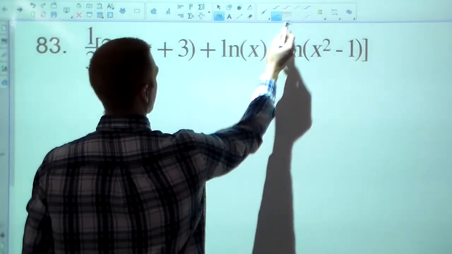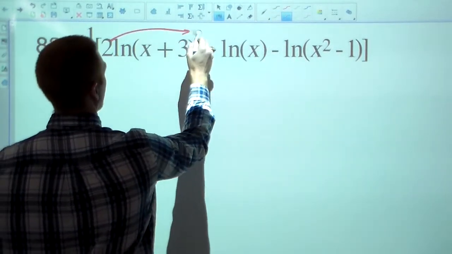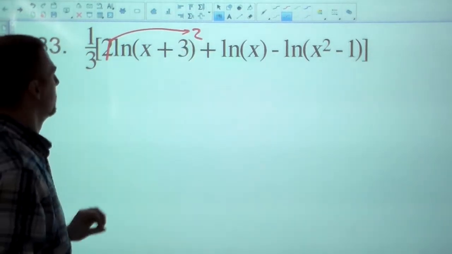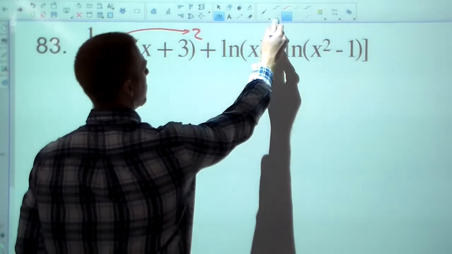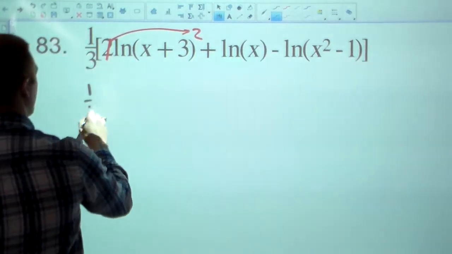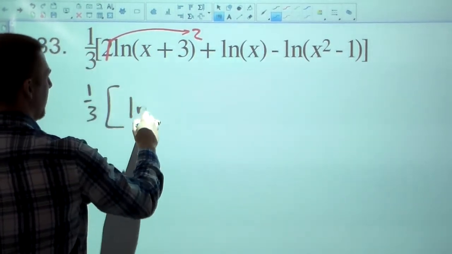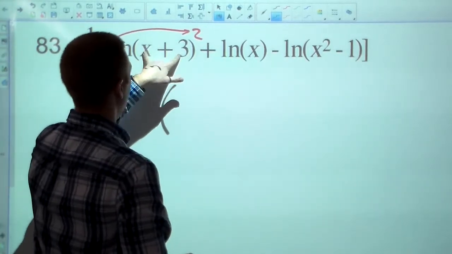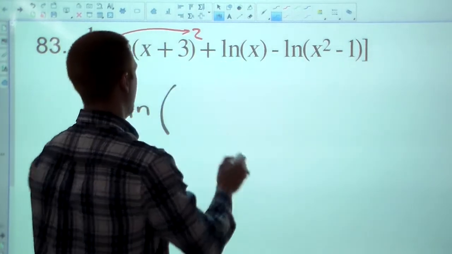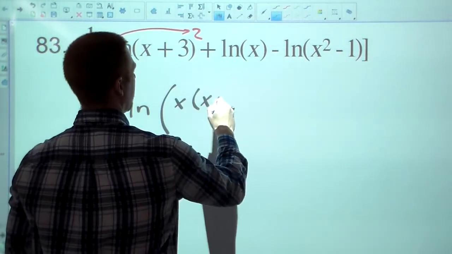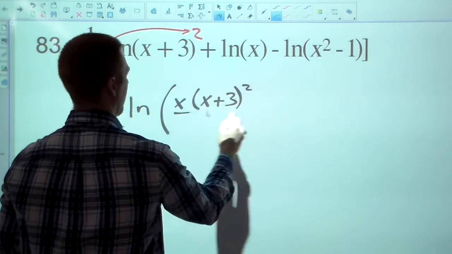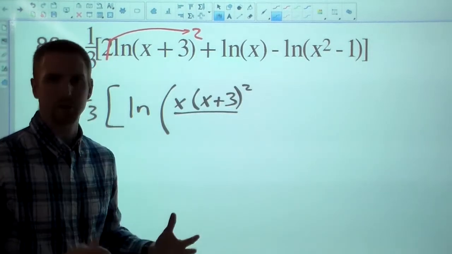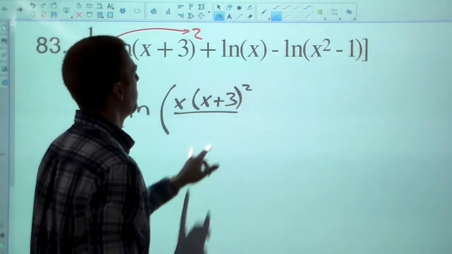One thing I'm also going to do, and I'll just do this right now, I'm going to move that 2 up to an exponent right here, because that's one of our rules. We know we can do that. We proved it. So I'll keep the 1/3 out front. I'm going to go ahead and combine this as one big logarithm. So that means that x plus 3 squared will get multiplied by x. And for now, I'm just going to leave it that way. You can expand it, but there's not going to be any advantage to doing that, so I'm just going to leave it that way for now.